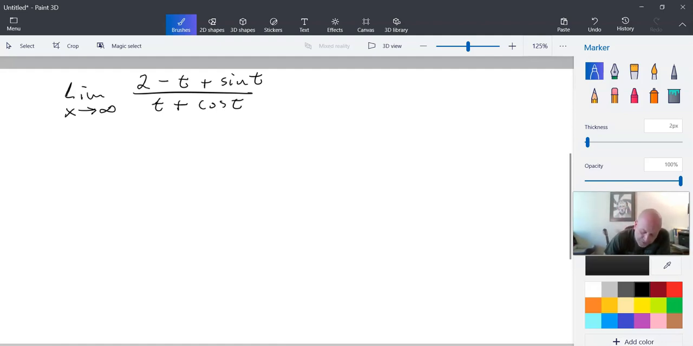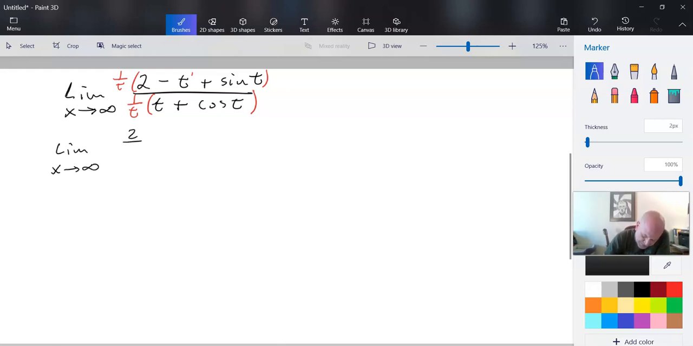But the standard trick for something like this is the same one that we used with the polynomials. You have a sine and a cosine here. And I know if I have a sine of t over t or a cosine of t over t, those go to 0 also. So what I'm going to do is multiply top and bottom by 1 over t, because that's the highest exponent. And so I really am treating it a bit like a polynomial. And so that's going to change our entire limit to 2 over t minus t over t plus sine t over t.